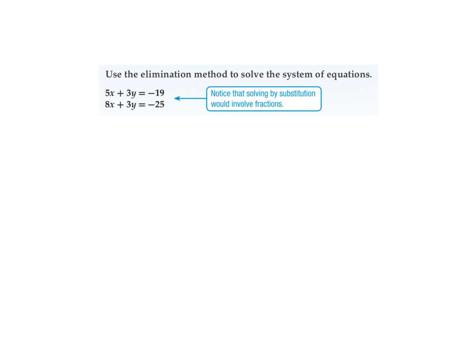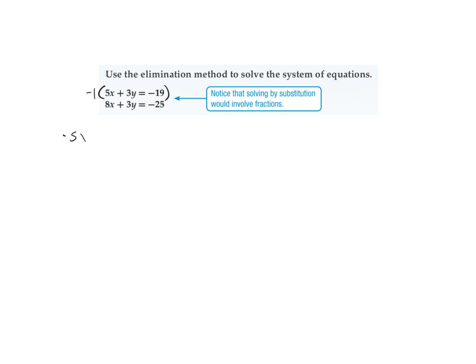So using the elimination method to solve the system of equations, the first thing I want you to notice is whether there are any variables that already have the same number or are multiples of each other. In this case, we have the y's. One is a positive 3y and the other one is also a positive 3y. So I am going to multiply this first equation by negative 1, because I chose to get rid of the 3y first since they're already the same number. I just need one to be positive and one to be negative.